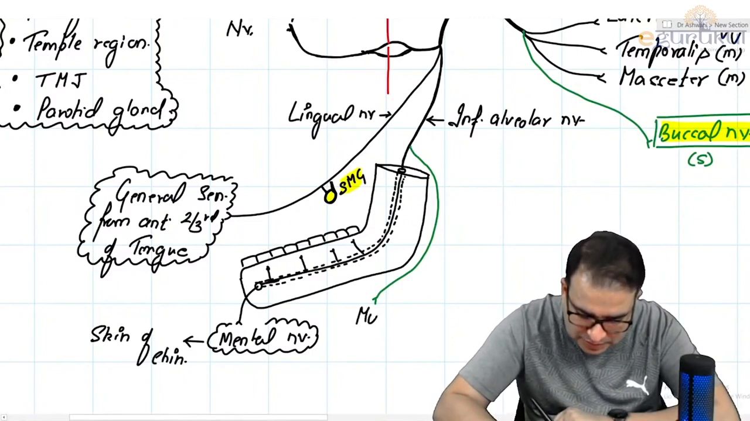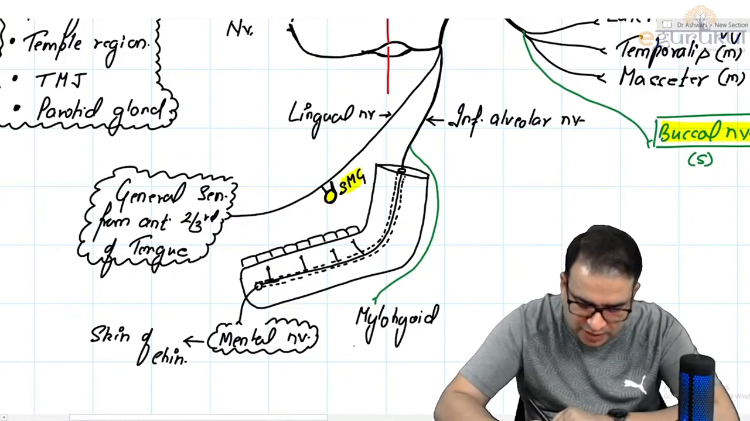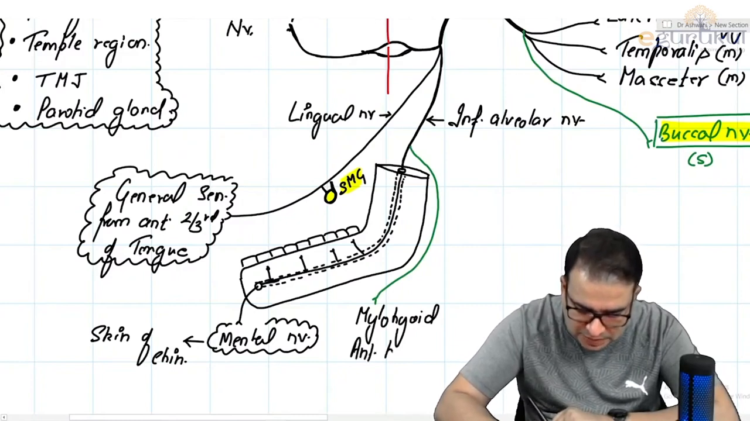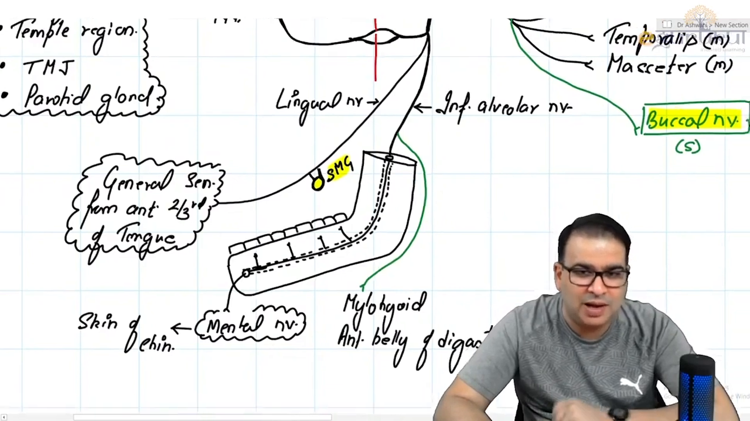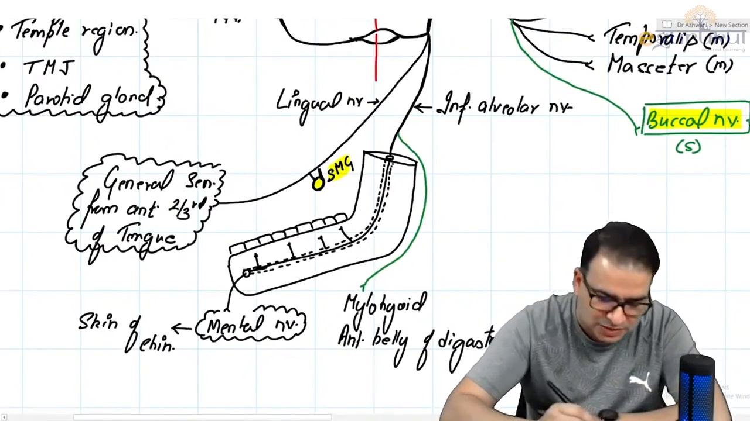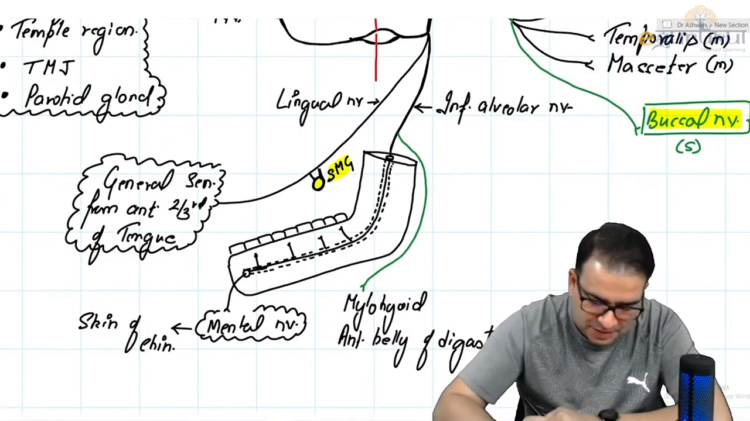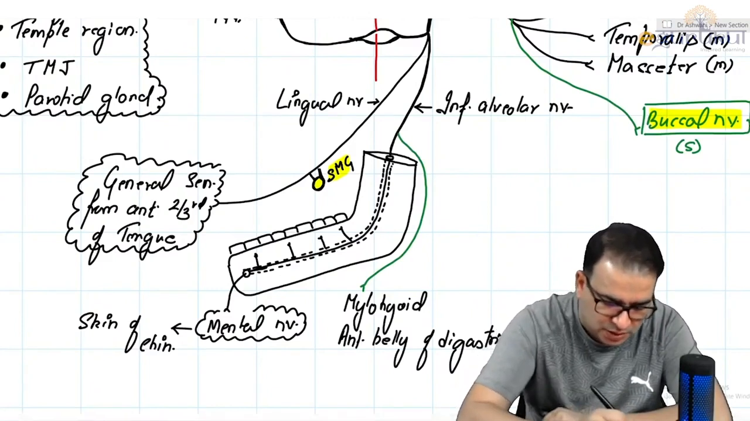The muscle is the mylohyoid. There is a muscle which is present in the floor of mouth called mylohyoid. And there is a muscle called the anterior belly of digastric. Mylohyoid and anterior belly of digastric, the two muscles which are supplied by this inferior alveolar branch.